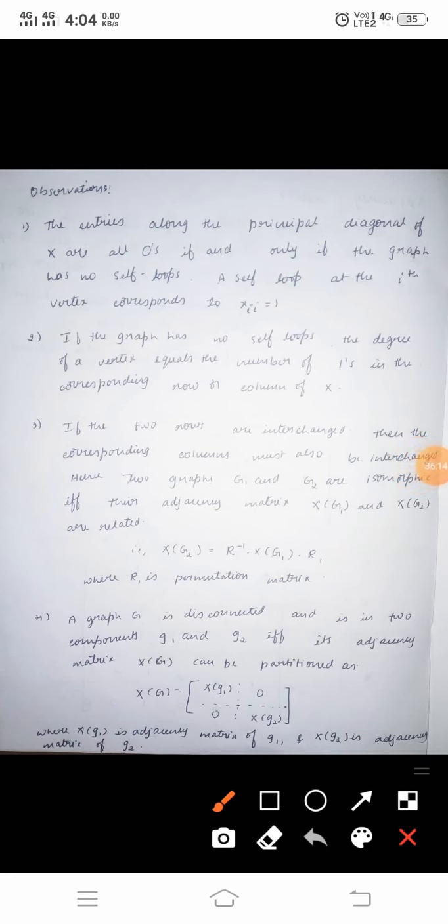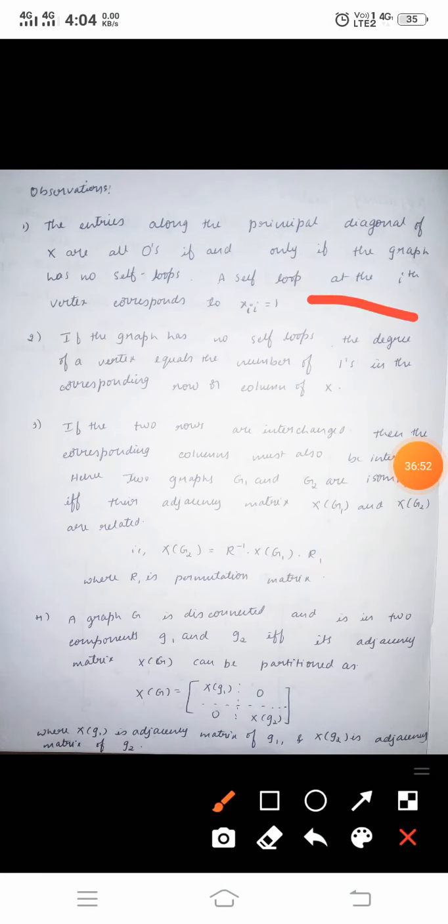ನೆಕ್ಸ್ಟ್ ವಿಲ್ ಅಬ್ಸರ್ವ್ ಸಮ್ ಆಫ್ ದ ಪ್ರಾಪರ್ಟೀಸ್. All the entries along the principal diagonal of X are all zeros if and only if the graph has no self loops. ಇಲ್ಲಿ ಡಯಾಗ್ನಲಲ್ಲಿ ಎಲ್ಲ ಎಂಟ್ರೀಸ್ ಕೂಡ 0 ಯಾವಾಗ ಬರ್ತದೆ ಅಂತ ಹೇಳಿದರೆ ಇಫ್ ದೇರ್ ಈಸ್ ನೋ ಸೆಲ್ಫ್ ಲೂಪ್. ಇಲ್ಲಿ ಡಯಾಗ್ನಲಲ್ಲಿ ಎಲ್ಲ 0 ಇದ್ದರೆ ನಾನು ಡೈರೆಕ್ಟಾಗಿ ಹೇಳ್ಬೋದು ಆ ಗ್ರಾಫಲ್ಲಿ ಸೆಲ್ಫ್ ಲೂಪ್ ಇಲ್ಲ. ಒಂದು ವೇಳೆ ನಿಮಗೆ ಗ್ರಾಫ್ ಕೊಟ್ಟಿರ್ತಾರೆ, ಅದರಲ್ಲಿ ಸೆಲ್ಫ್ ಲೂಪ್ ಇಲ್ಲದಿದ್ದರೆ ನೀವು ಡೈರೆಕ್ಟಾಗಿ ಹೇಳ್ಬೋದು ಅದರ ಎಜಸೆನ್ಸಿ ಮ್ಯಾಟ್ರಿಕ್ಸಲ್ಲಿ ಡಯಾಗ್ನಲ್ ಎಂಟ್ರೀಸ್ ಆಲ್ ಆರ್ ಝೀರೋಸ್.